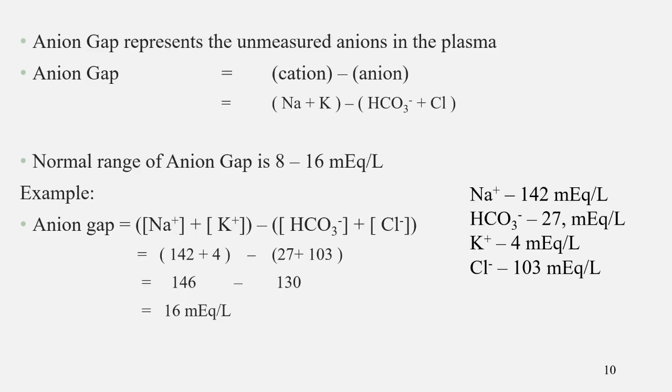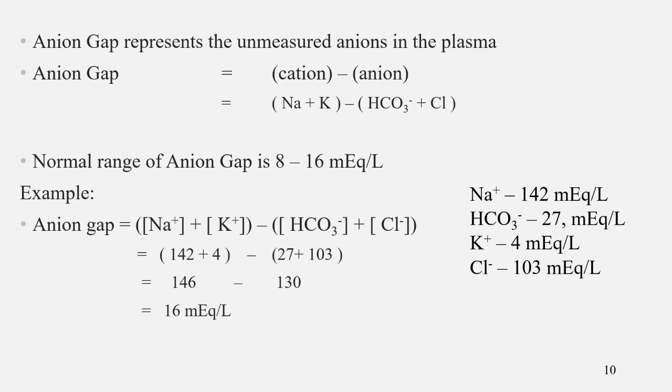Anion gap represents the unmeasured anions in the plasma. That means cation minus anion. The normal range of anion gap is 8 to 16 milliequivalents per liter. For example, anion gap is cation minus anion. Cations are sodium and potassium, and anions are bicarbonate plus chlorides.